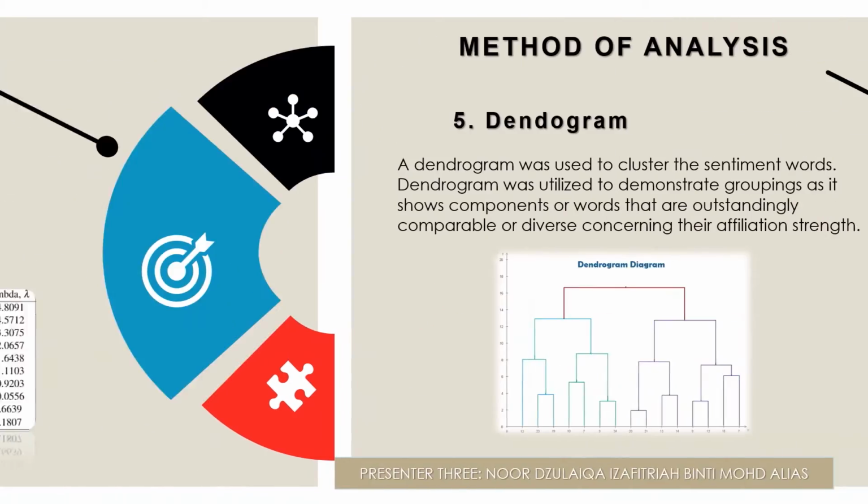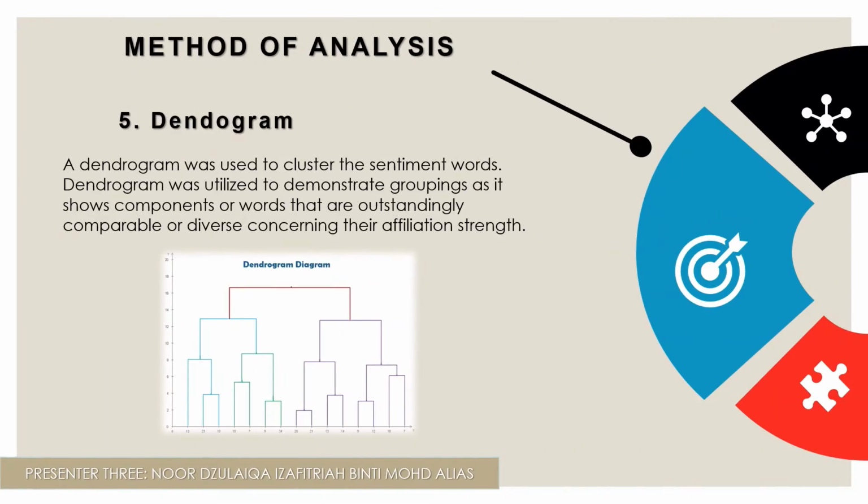report. To achieve the second objective of the study, a dendrogram was used to cluster the sentiment words. The dendrogram was utilized to demonstrate groupings, as it shows components or words that are outstandingly comparable or diverse concerning their affiliation strength.